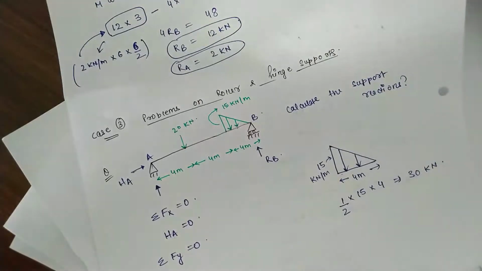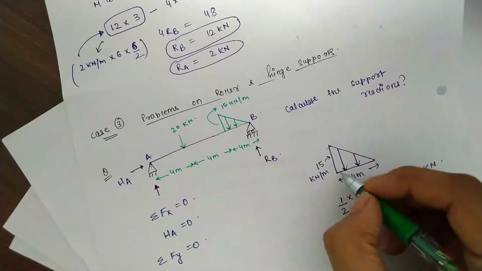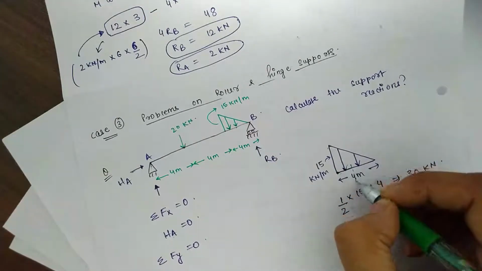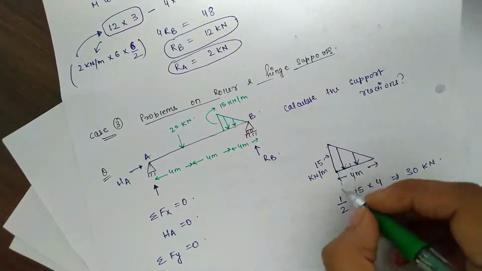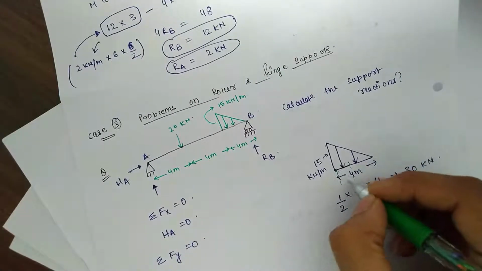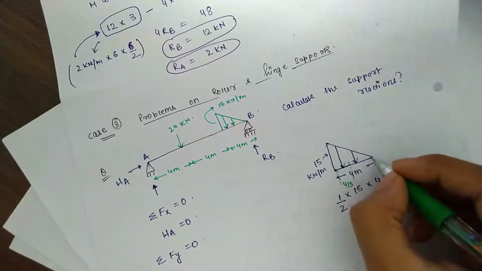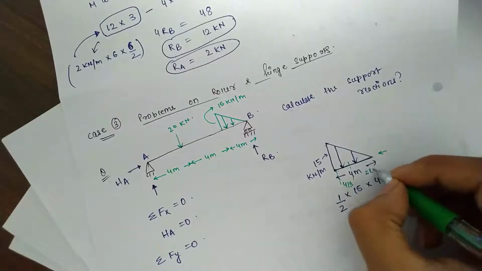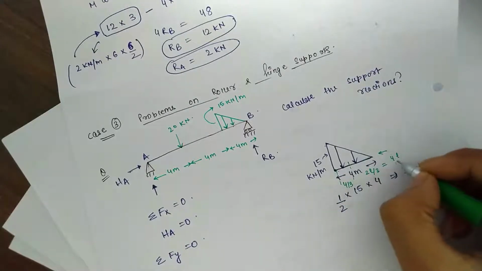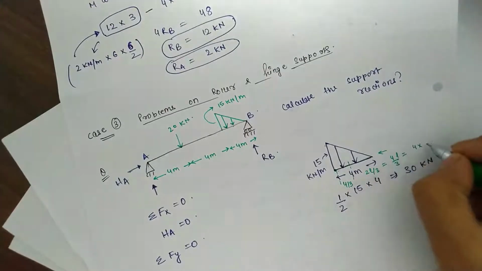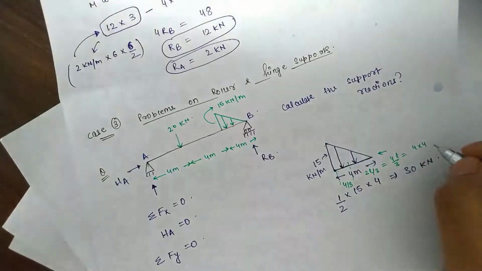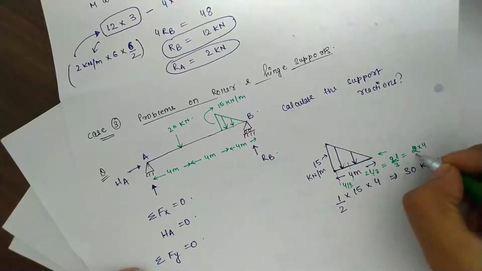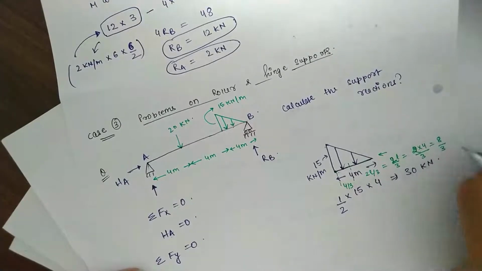Now for the CG, what we do is, it is a triangle. So from this part to this, it will be L by 3. That means 4 by 3. And if you take from this side, it will be 2L by 3. That means 2 into 4 by 3, which is 8 by 3.